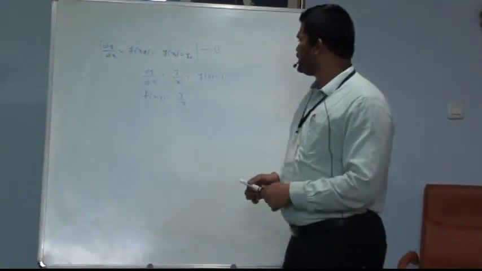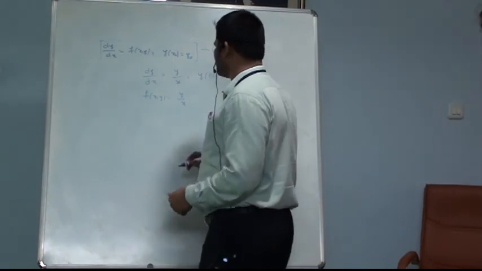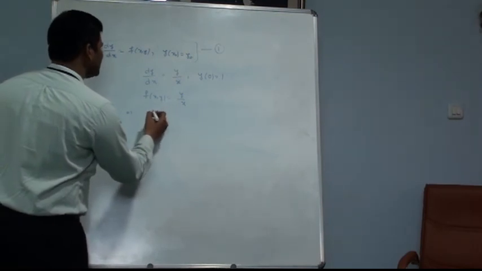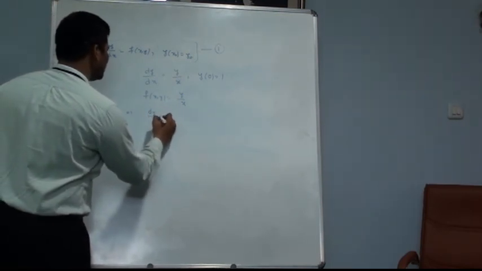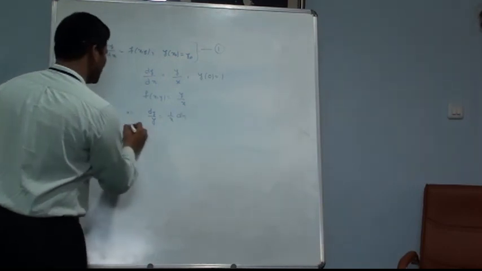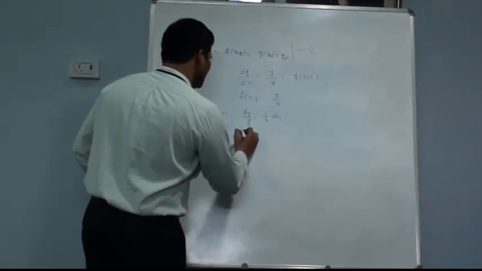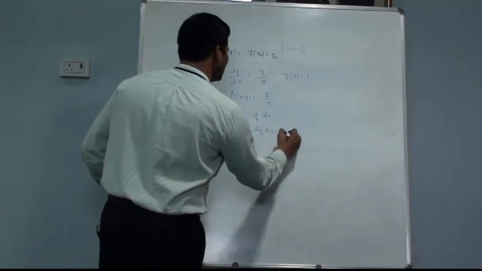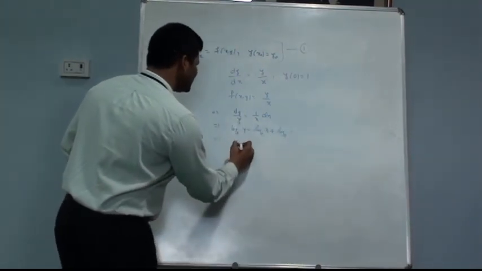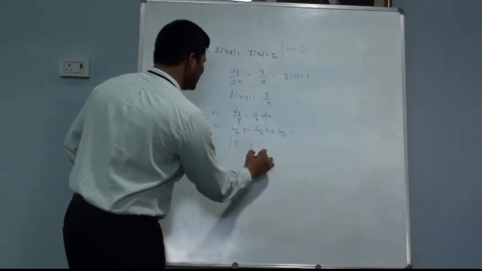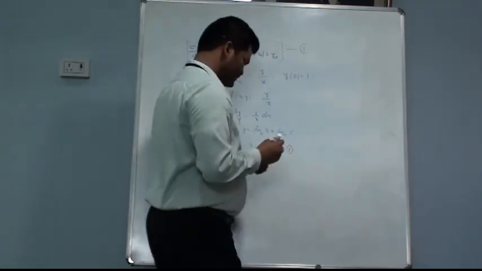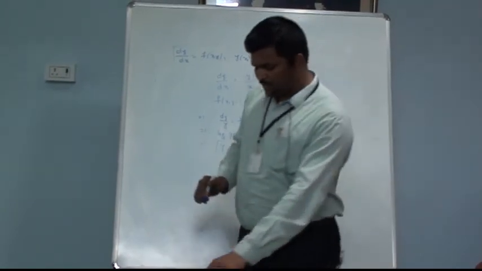Now let us find the solution for this problem. dy by dx is equal to y by x. Let's cross multiply: dy by y is equal to 1 by x dx. Now integrating on both sides, log y is equal to log x plus log c, which implies y is equal to xc. So y is equal to xc is a general solution.